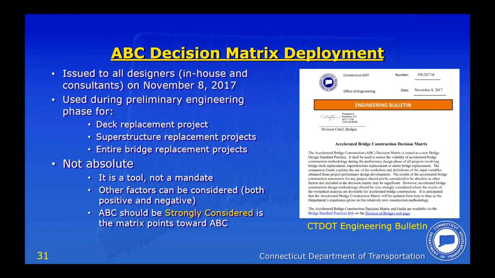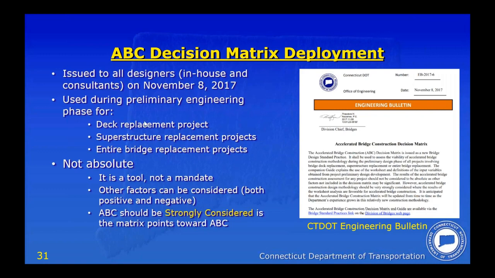I will note that the decisions on ABC are at our division chief level here, and that's basically mid-management with the Department of Transportation. So I think what that conveys is the confidence that our upper management has in the decision making that we're all using here in evaluating the ABC or conventional bridge construction alternatives for any given project. So that concludes this presentation.